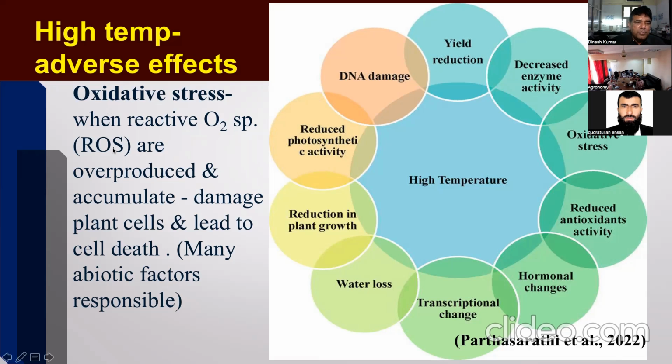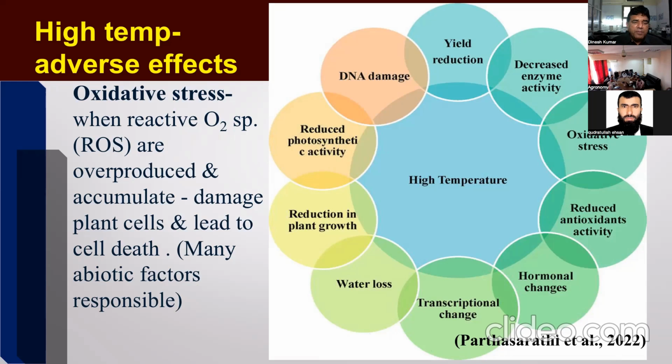So it is produced by the plants under stress conditions. They are overproduced and accumulate in the plant cells and damage them, and cell death can also occur. Many times abiotic factors are responsible, meaning the reason why there is production of ROS. So ROS is produced by the plants under stress conditions.